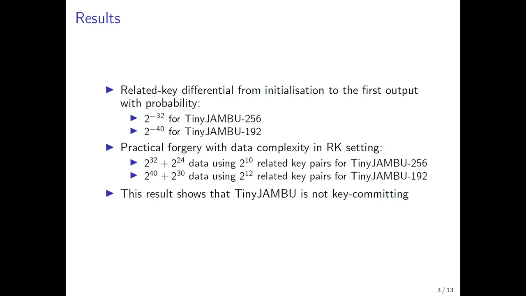plus 2 to the 24 data using 2 to the 10 related key pairs. Now, this 2 to the 10 related key pairs is a bit of a technicality, but I'll discuss later what the implication of that is for TinyJAMBU 256. And for 192, it's 2 to the 40 plus 2 to the 30 data, with 2 to the 12 related key pairs.